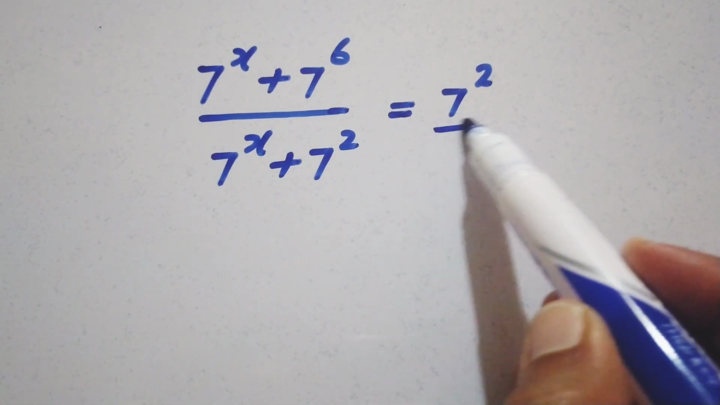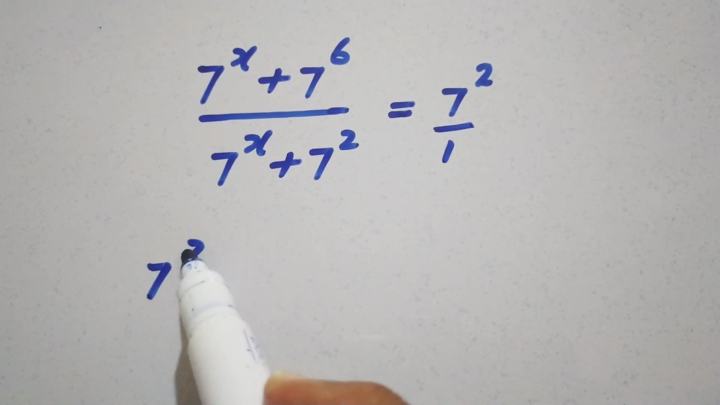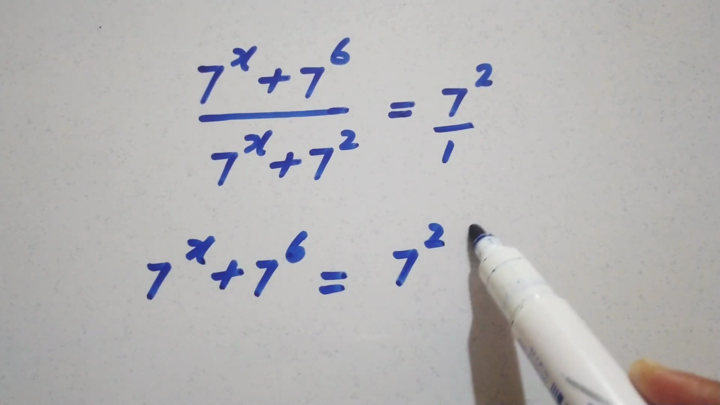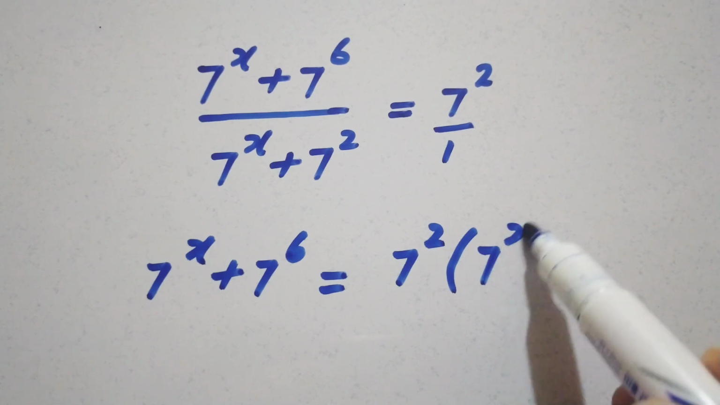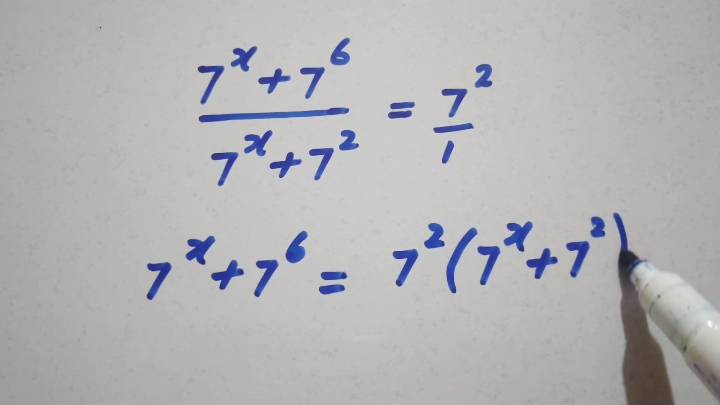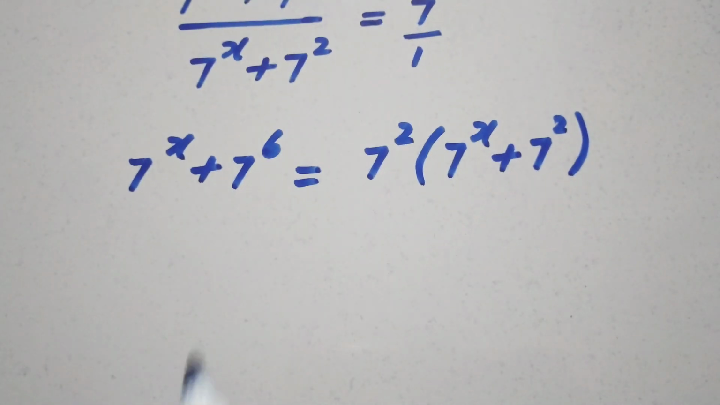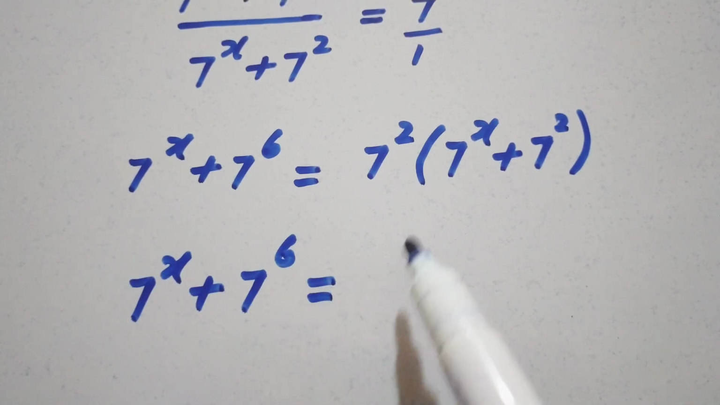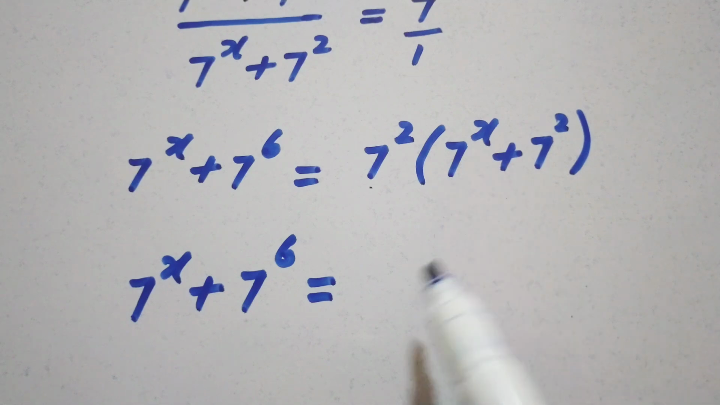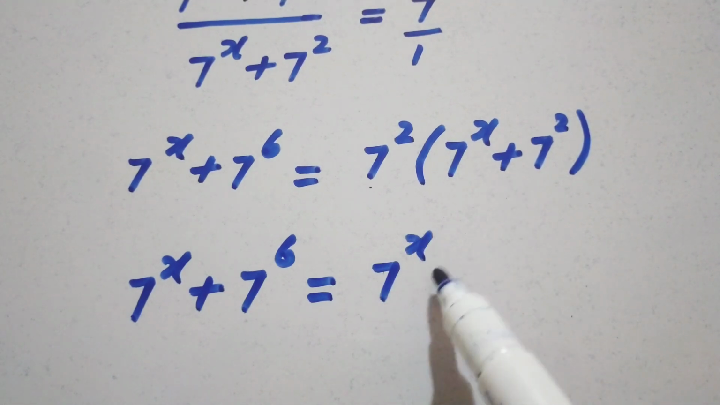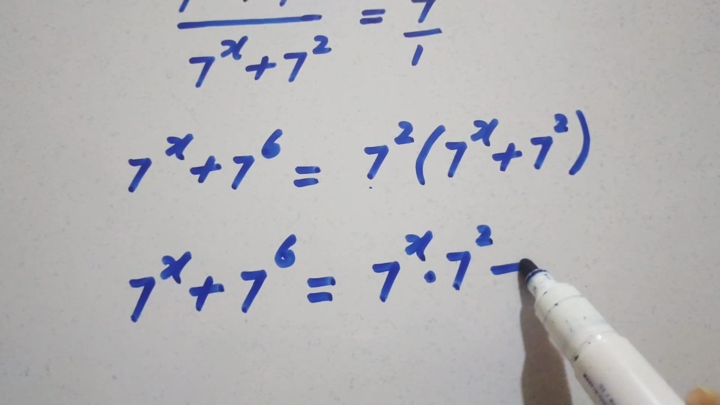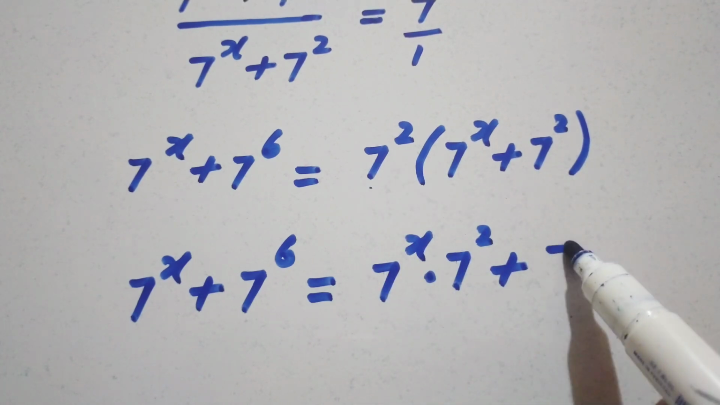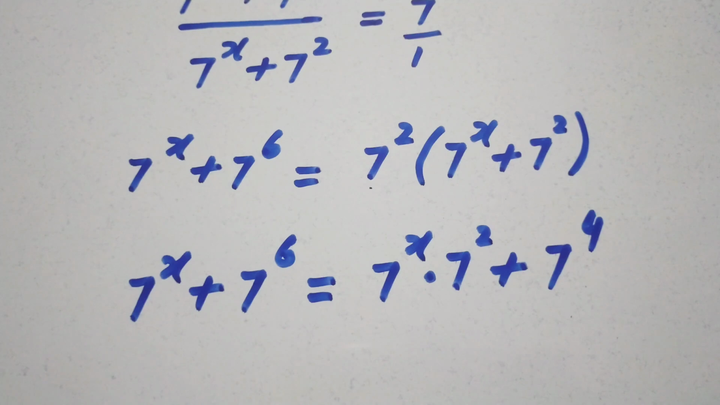Now by doing cross multiplication we get 7^x + 7^6 is equal to 7 squared multiplied by (7^x + 7^2). Now 7^x + 7^6 is equal to, multiplying 7 squared with 7^x, we get 7^x multiplied by 7 squared, plus 7 squared multiplied by 7 squared, we get 7^4.